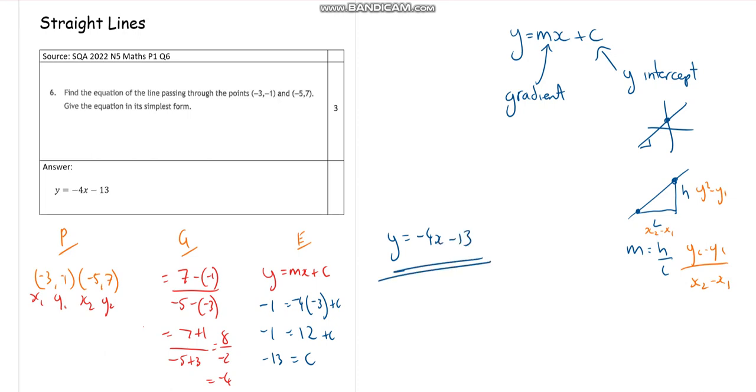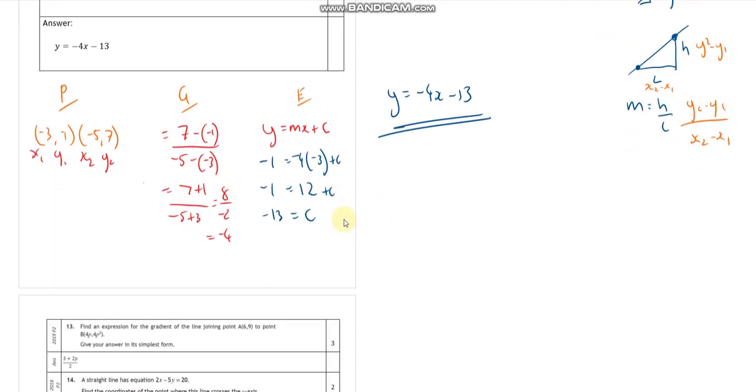I'm going to see the negative there. So yeah, point, gradient, equation. Label them up. Take your time with your negatives. And yeah, just give yourself a quick double check to see if you haven't made any silly mistakes like me.